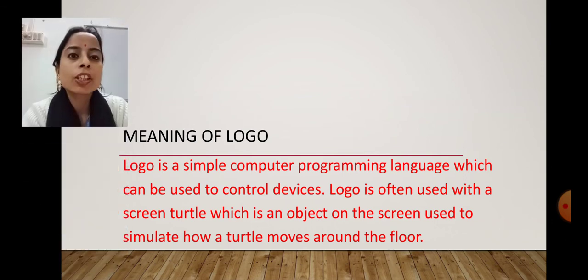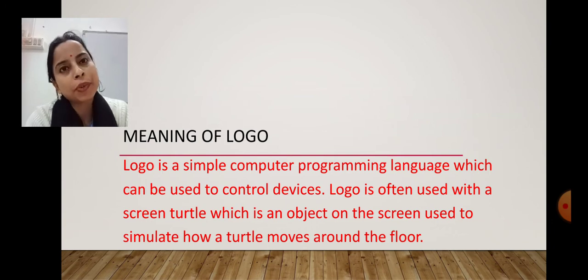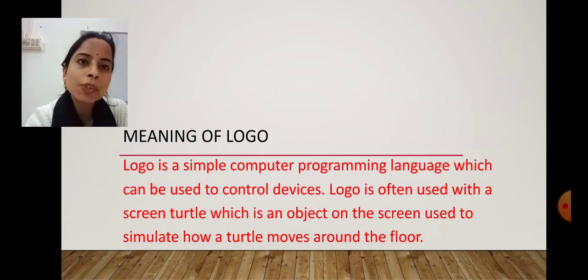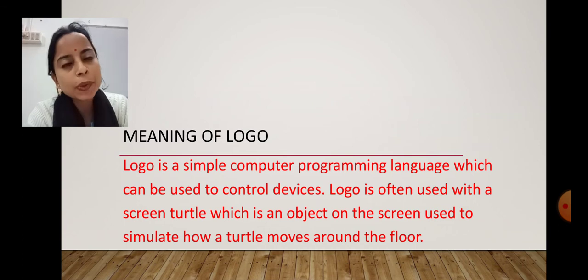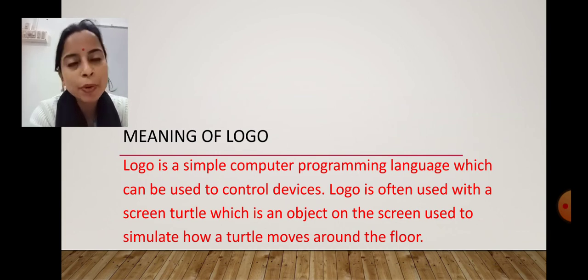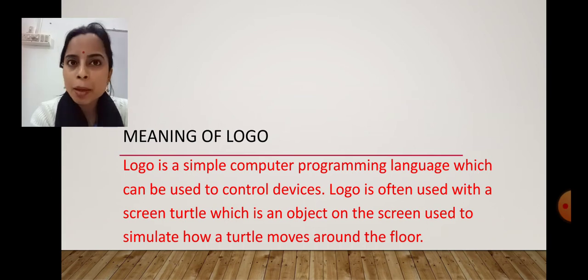Meaning of logo. So logo is a what? Logo is a simple computer programming language which can be used to control devices. Logo is often used with a screen turtle, which is an object on the screen used to simulate how a turtle moves around the floor. Okay, so logo is what, children? Logo is a simple computer programming language which can be used to control what? Devices. Already you have learned about logo: logic oriented, graphic oriented. It's a simple computer programming language. Right, children?